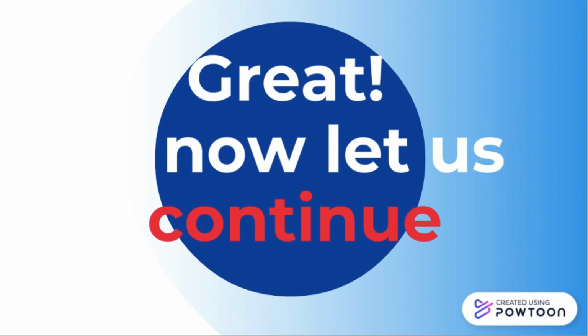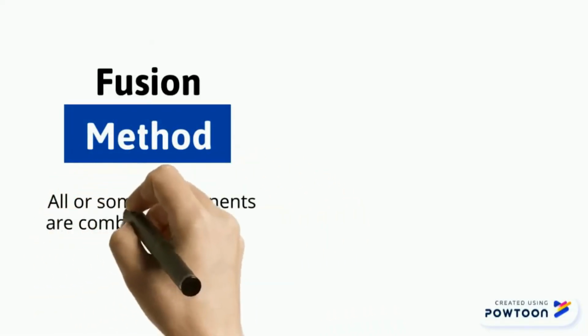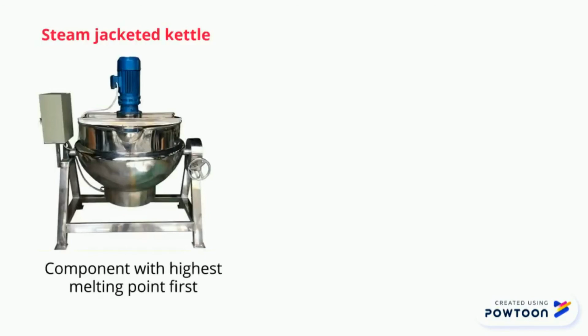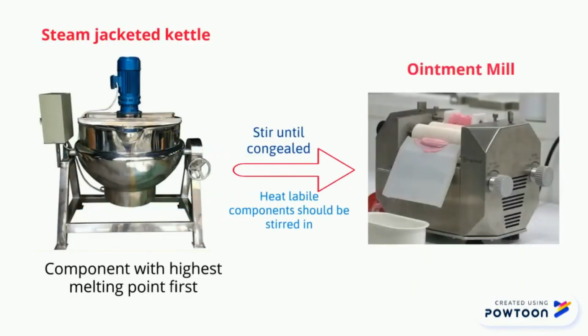Great! Now, let us continue. The next method is the fusion method, where all or some components are combined by melting together. This process usually requires a steam-jacketed kettle, where the component with the highest melting point goes first. Then, this mixture is usually run through an ointment mill.